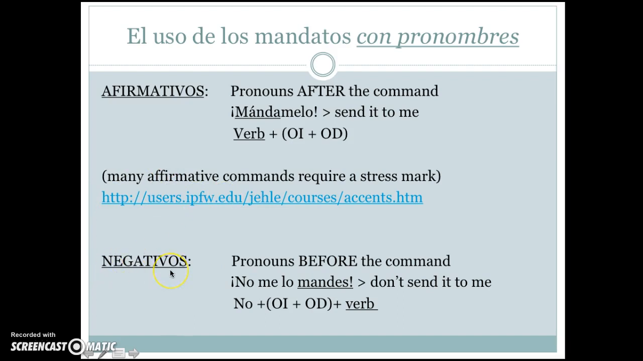For the negative tú commands, the pronouns go before. And it's not all one word, they're separated. So here we have the negative tú command for mandar, opposite ending with an S, mandes, and then we have the pronouns before. Don't send what, it, to who, me. No me lo mandes. No, indirect, direct, verb is the order.